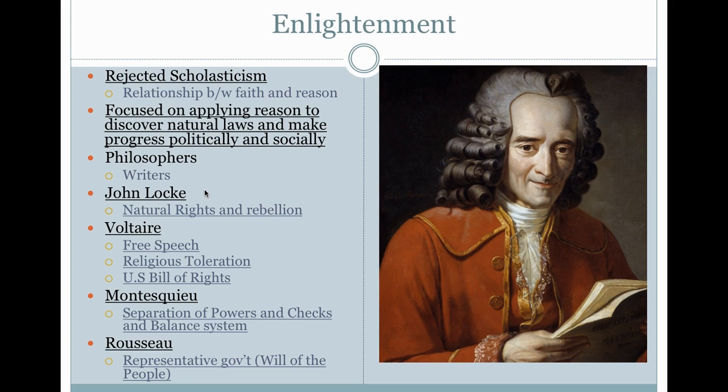Yes, the encyclopedia. So John Locke was the father of natural rights and rebellion. Voltaire was a French philosopher who advocated for more free speech, religious toleration, and his ideas were very important to the U.S. Bill of Rights. Baron de Montesquieu, a Frenchman, pushed for the separation of powers and a checks and balance system, which obviously we have borrowed. And then there's Jean-Jacques Rousseau.